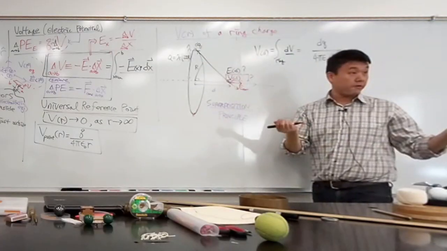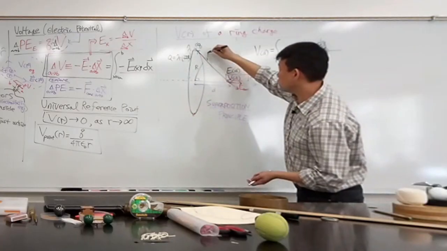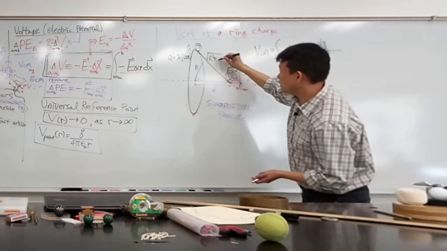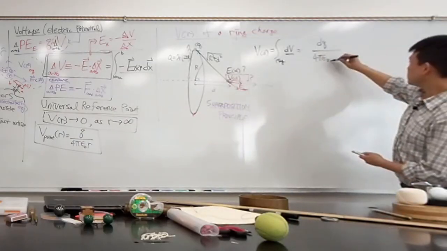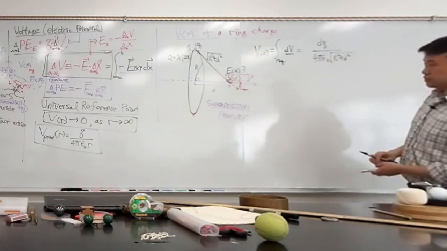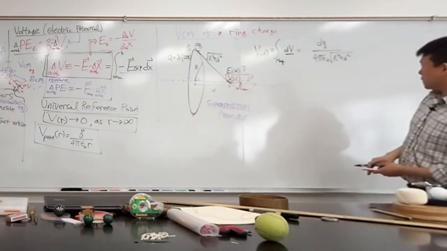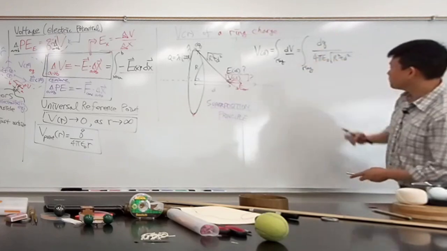Yeah, use the Pythagorean theorem, right? So this is d, this is r. So this is going to be the square root of r squared plus d squared. Okay? Is this going to give a complicated integral again? We'll see. So we are going to integrate this over the whole ring.